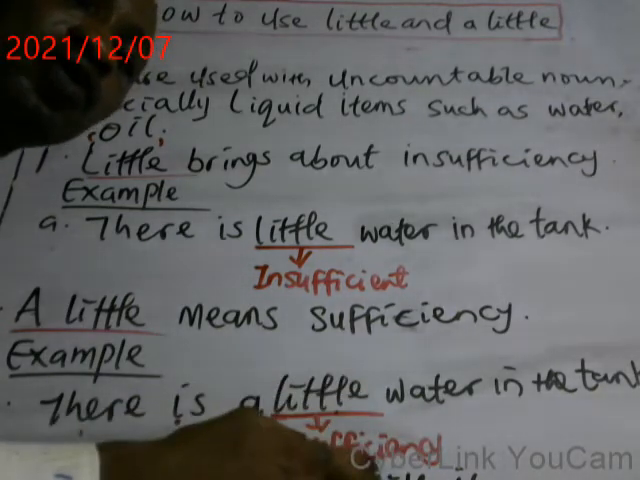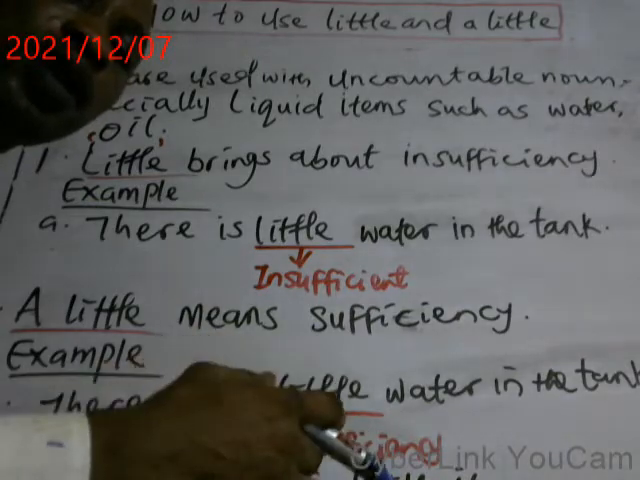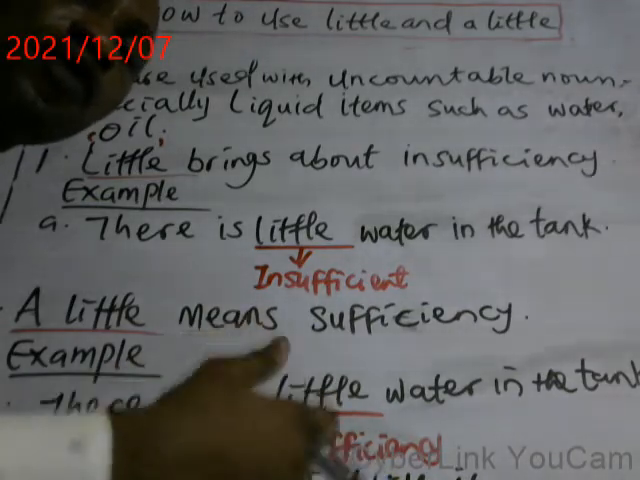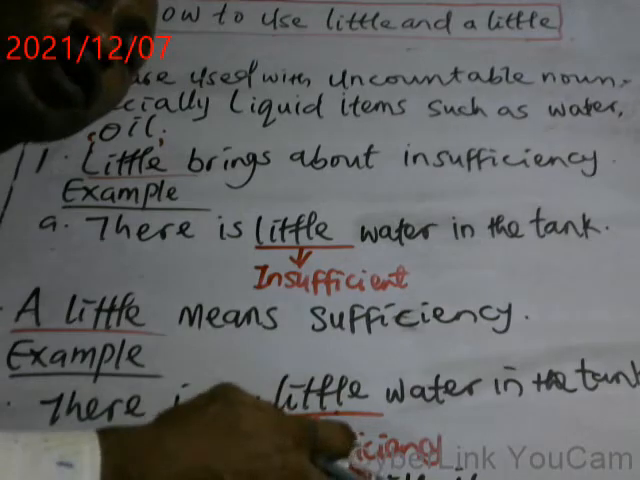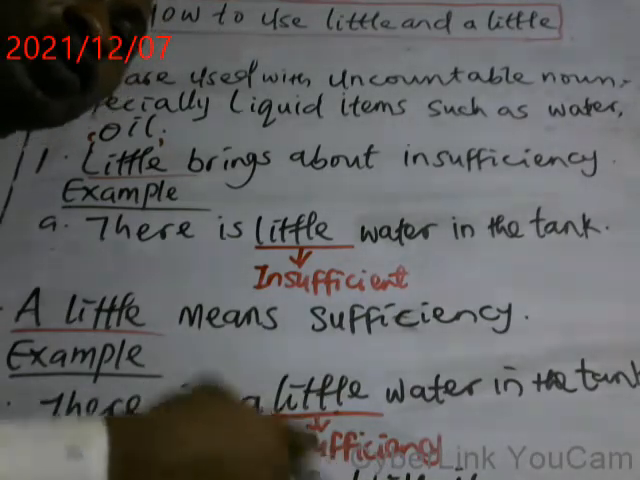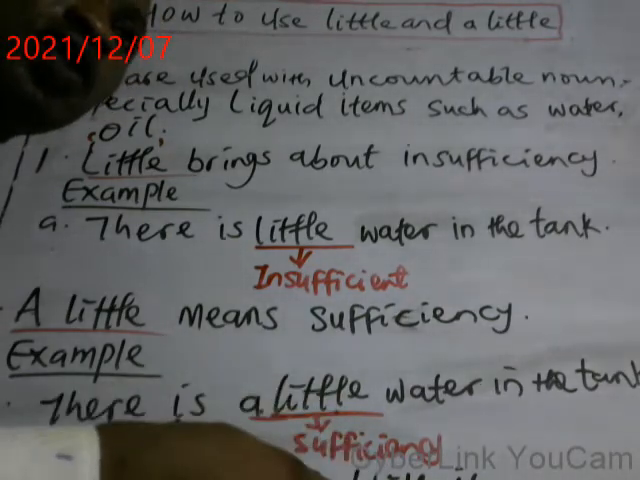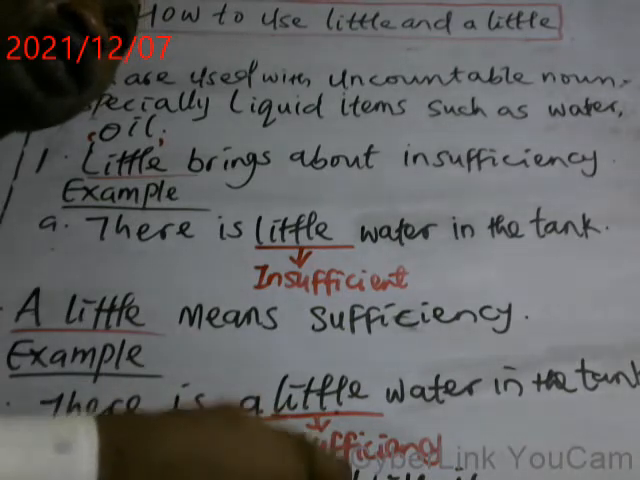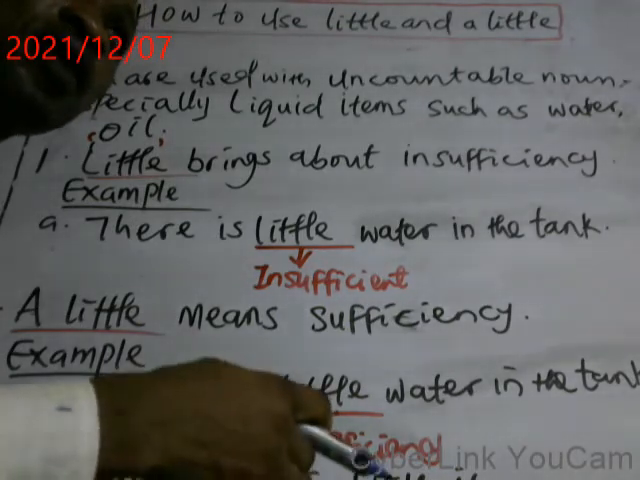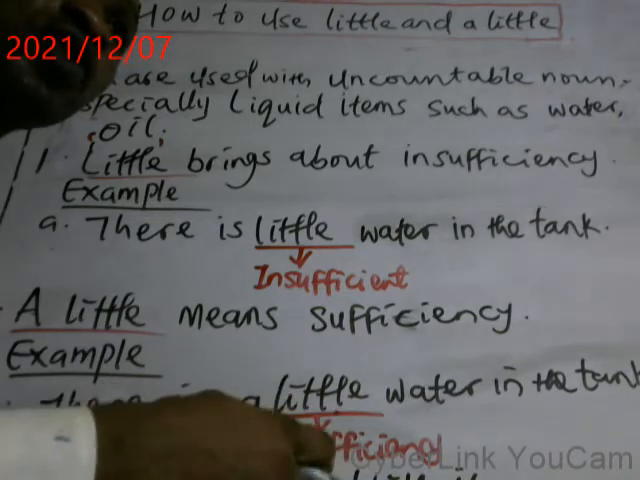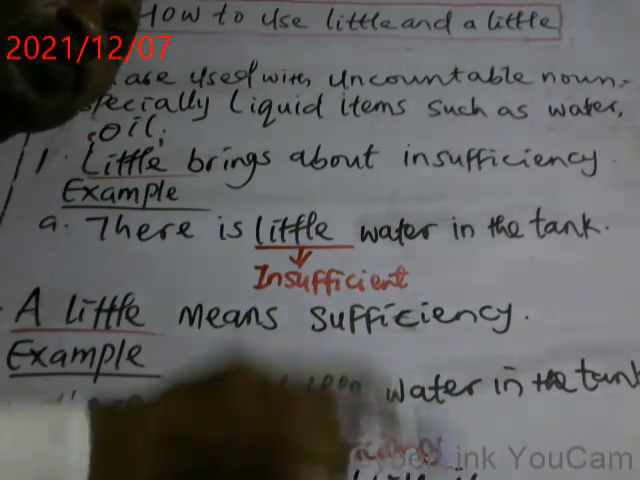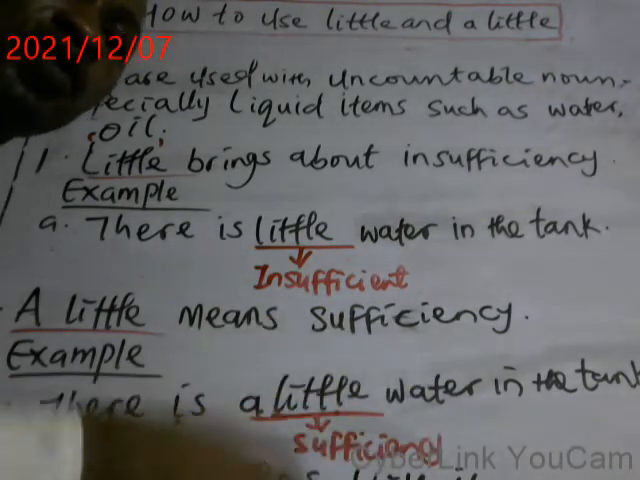So when we have something like this, we can make use of little or a little. It all depends on what we have in our mind. If what we have is not enough, we make use of little. But if what we have is enough, we make use of a little. Because little denotes insufficiency, while a little means sufficiency.